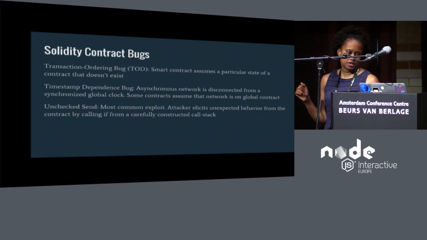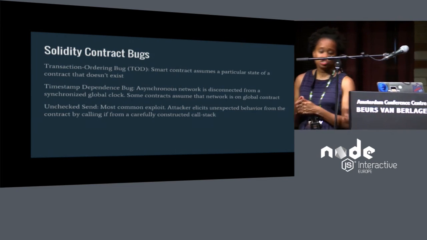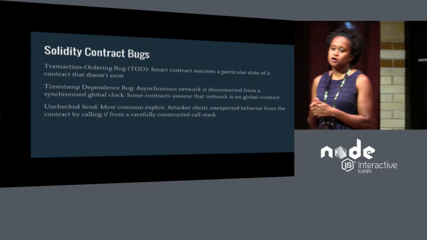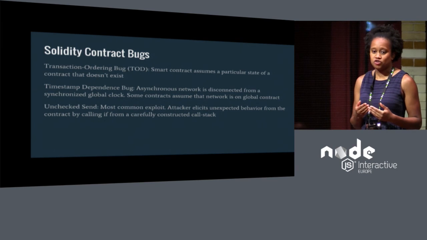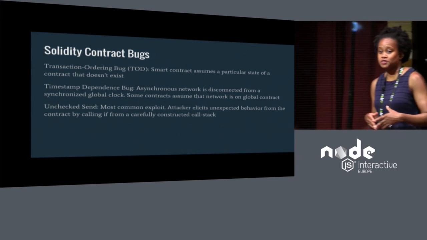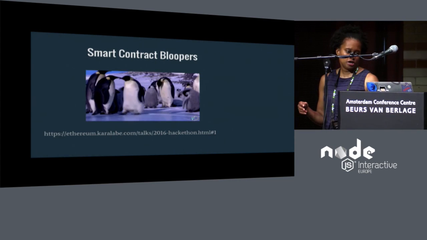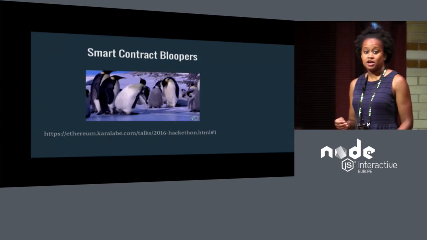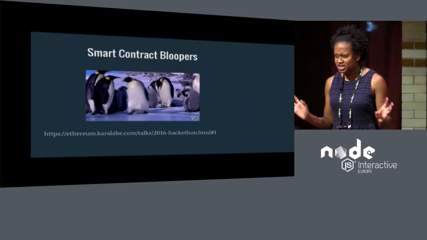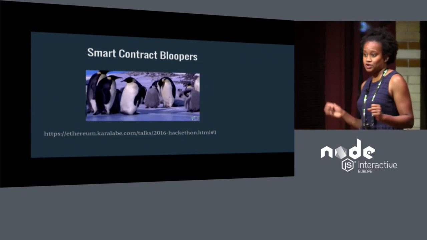Here's a list of Solidity contract bugs. I'm not going to go through all of them. The first bug, the transaction ordering bug, is the bug that enabled a hacker to steal money from a contract in June, which caused the hard fork. There was actually a presentation done last Saturday. So if you're interested in all the ways a smart contract can go wrong, I have a link here. It's very entertaining.